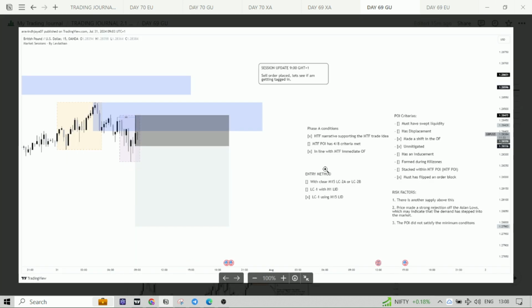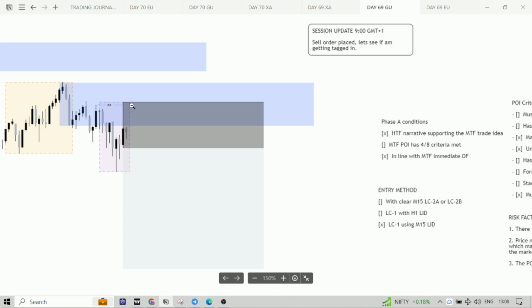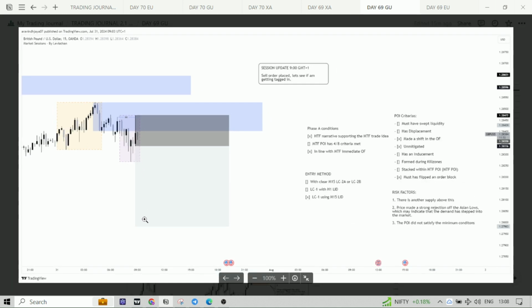So I took the trade, and the price actually took this liquidity. So this was a strong rejection. You can see this was a strong rejection, which gave me another confidence that okay, price can push down, and this was M15 led, and I placed my trade, and this was a very big stop loss. I think 13 pip stop loss, around 28 pips take profit. So the entry method was using M15 LC1 led.